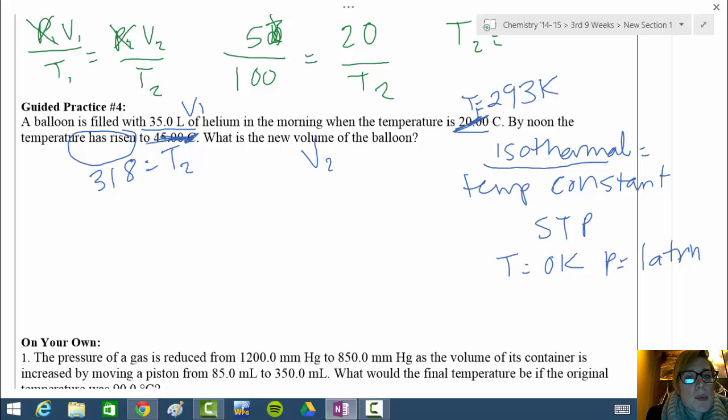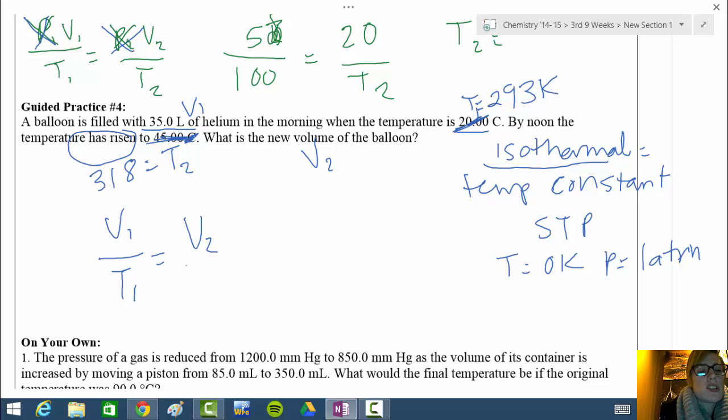Did it mention anything about pressure in this? It didn't. So if it doesn't mention anything about a variable, if it doesn't mention volume at all, if it doesn't mention temperature at all, if it doesn't mention pressure at all, then again, you can cross it off like we did up here. And so this problem is the same. It's just V1 over T1 equals V2 over T2.